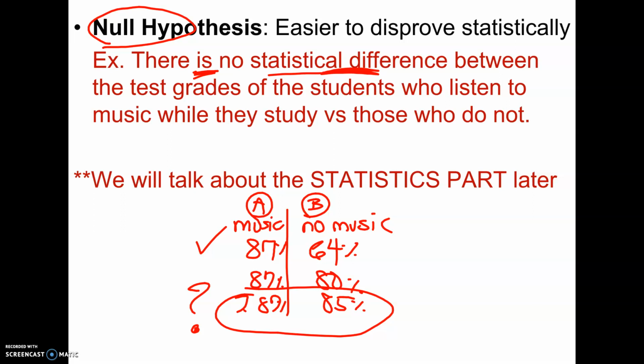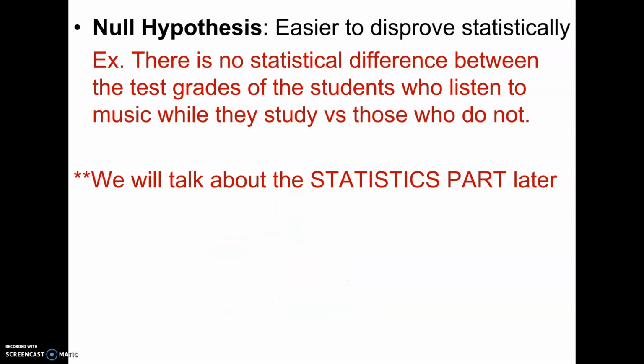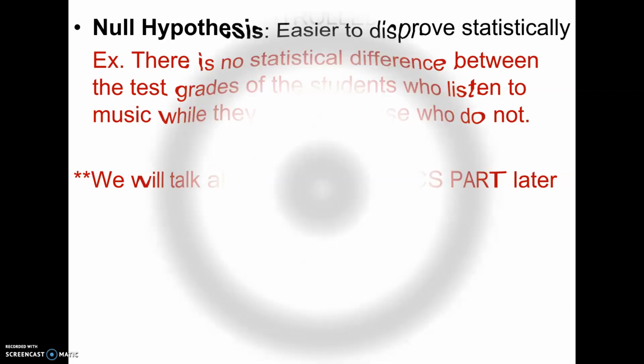So the statistics part we'll get into next week, but that's a null hypothesis. It's called a no difference hypothesis. You would literally say there will be no statistical difference between the group of students who listen to music and the group that do not on the test.